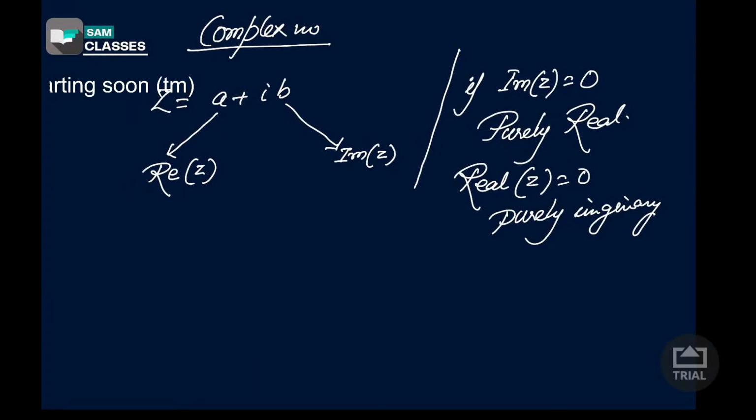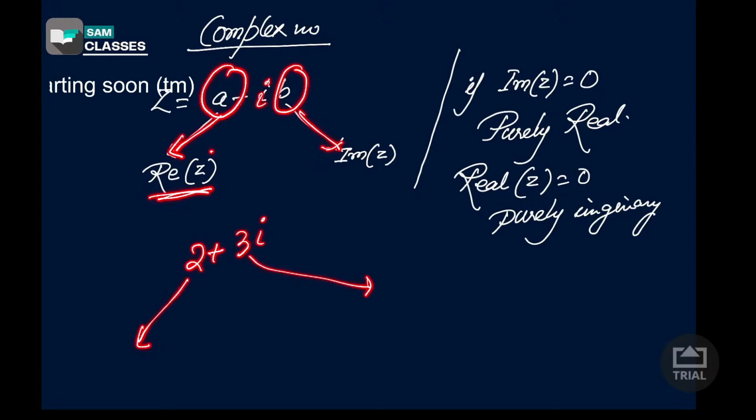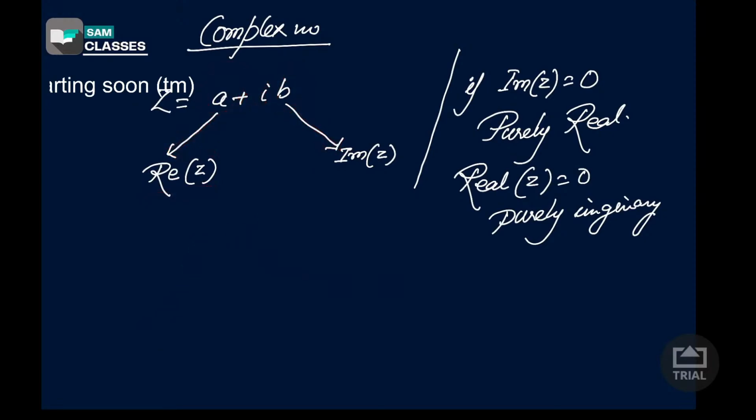So any complex number is written in the form of a plus ib, where a is the real part of the complex number, real part of z, and b is the imaginary part. Why? Because it is with i. So let's say I have a complex number 2 plus 3i. What is the real part? 2. What is the imaginary part? 3. That's it. Clear everyone?